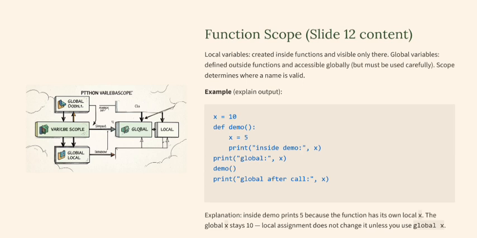So scope. Scope means the area where a variable is accessible or available in a program. In Python, variables can have different scopes. Mainly we discuss number one, local variables, number two, global variables. Understanding scope is important because it tells us where we can use a variable.